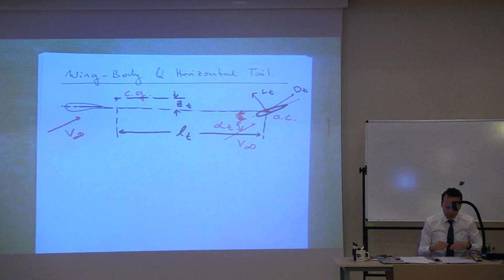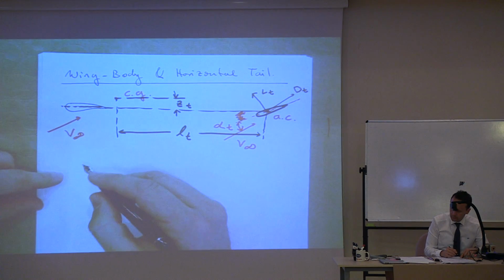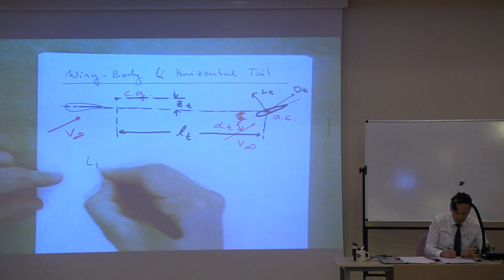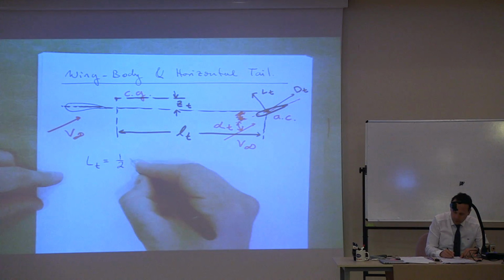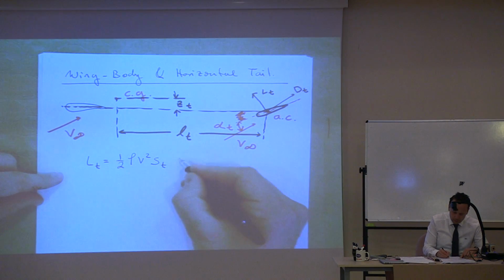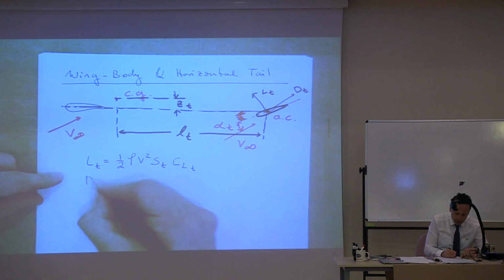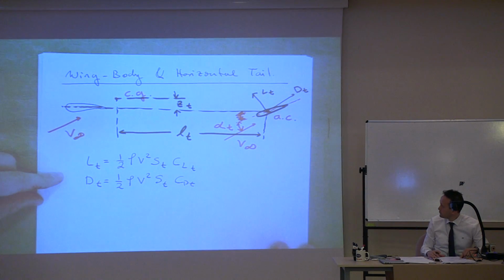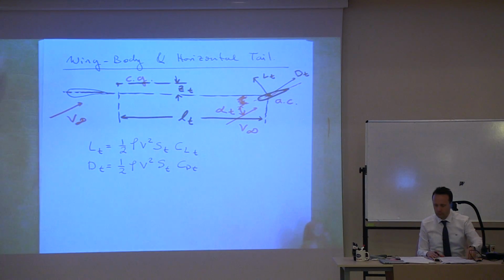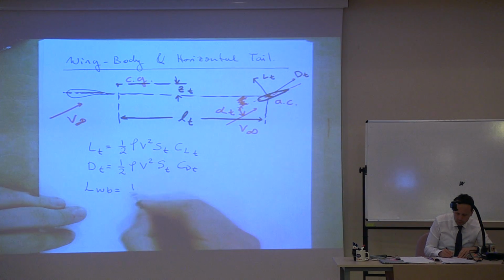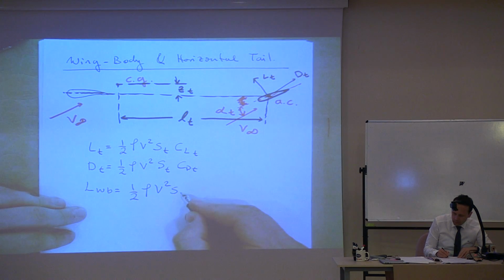All right, so we can look at a number of things. The lift that's generated at the tail, we can write it the way we always write it, one half rho V squared, the tail surface times CL of the tail. The drag of the tail will be one half rho V squared ST times CDT. The lift of the wing body, though, will be one half rho V squared S of the wing body times CL of the wing body.